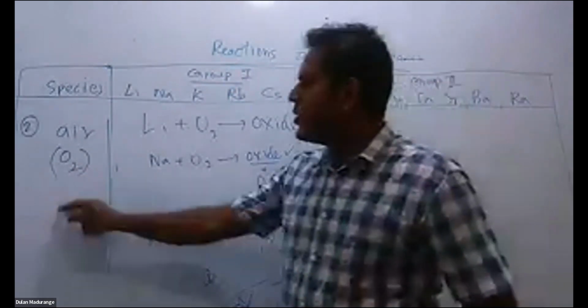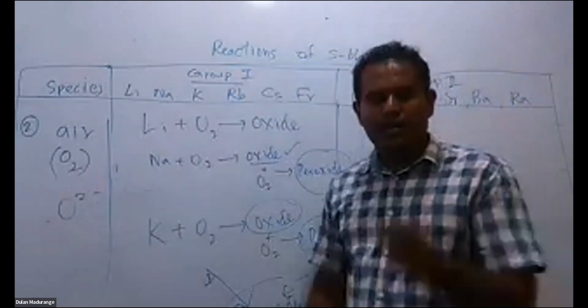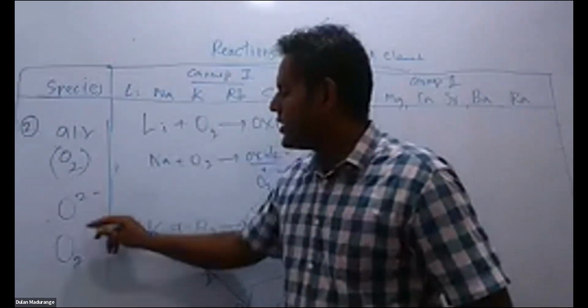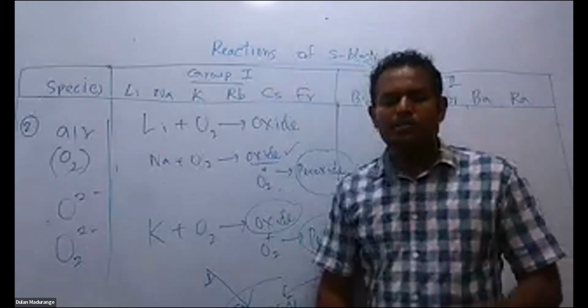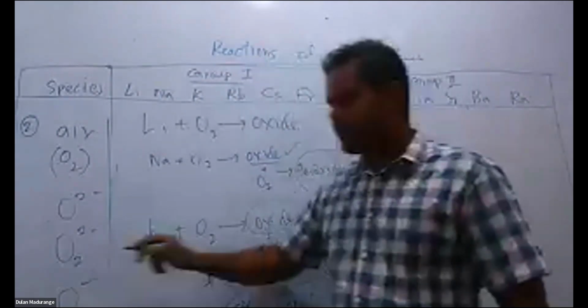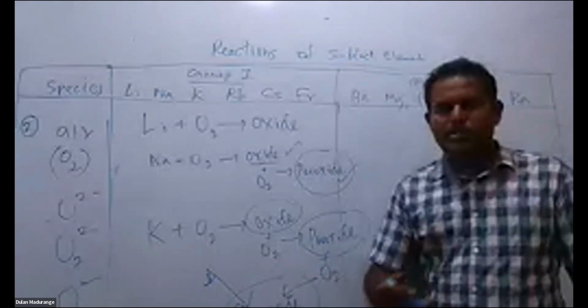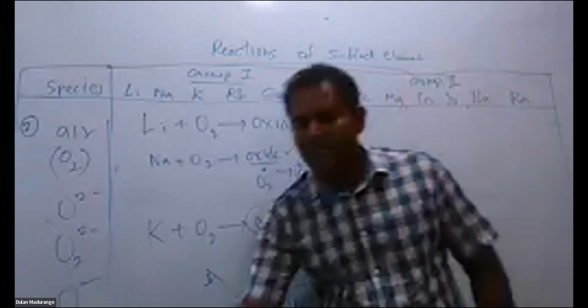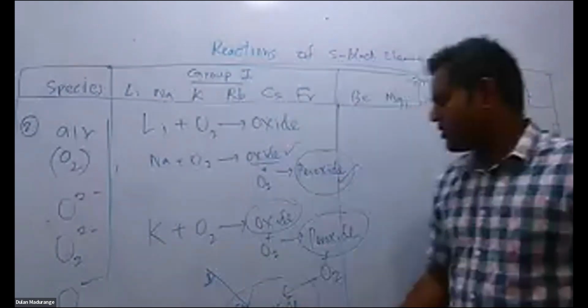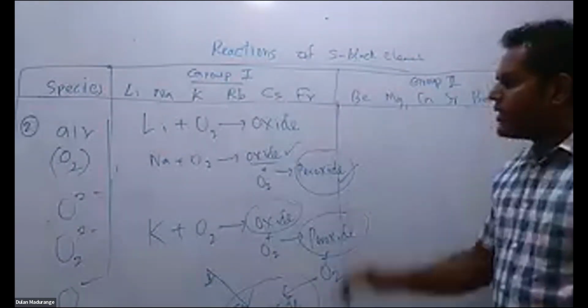What is the difference? Oxide means O2 minus. Can you remember what peroxide is? Peroxide means O2 2 minus. What is superoxide? It is O2 minus. Oxide, peroxide, and superoxide, that is the variation. You understand? So then we have to write equations.